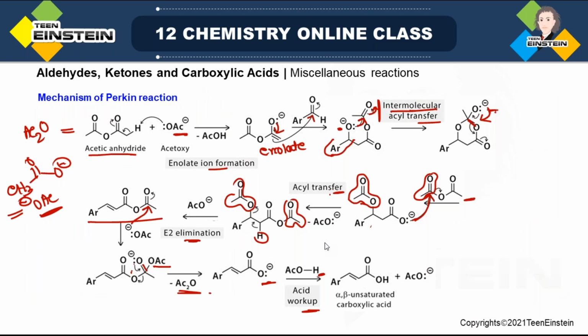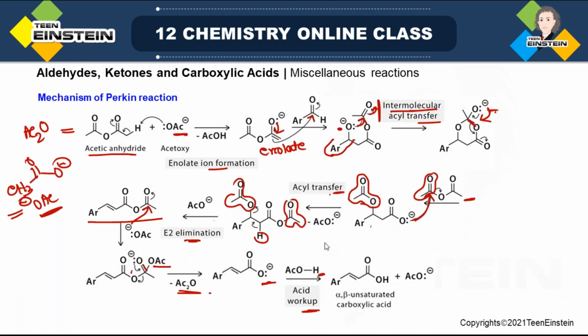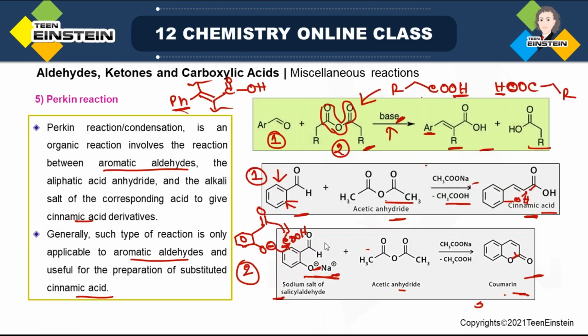So some more problems we'll discuss, and also reaction number 6, and there is also some other reaction under miscellaneous. It is not complete yet, but today we have seen up to Perkin, which is number 5. So 5 reactions under miscellaneous reactions for aldehydes and ketones we have discussed.